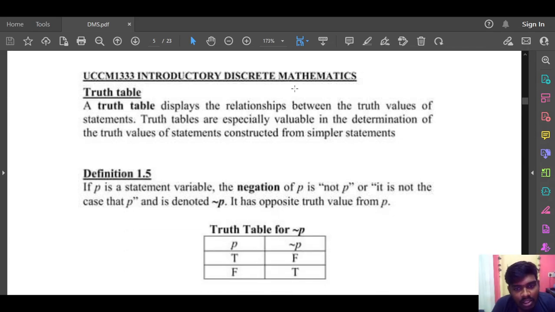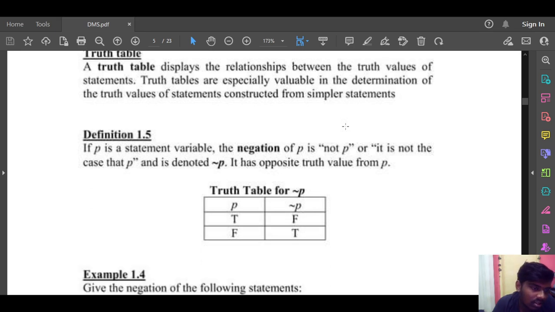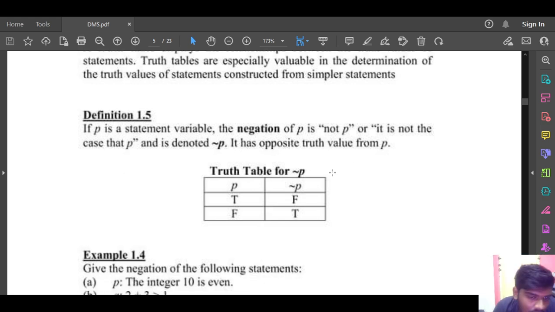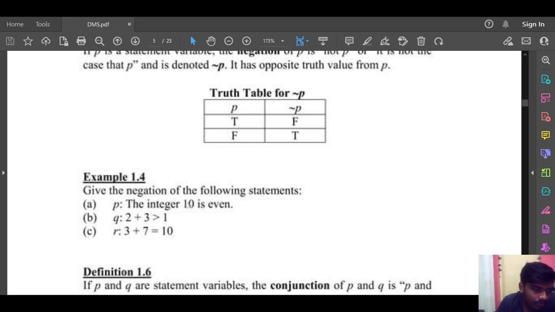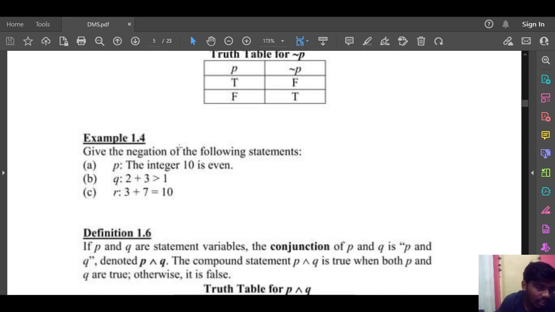A truth table describes the relationship between the truth values of statements. Truth tables are especially valuable in determining the truth values of statements constructed from simpler statements. If P is a statement, the negation of P is not P. If it is not the case that P, it is denoted by the negation of P, with the opposite truth value. P has only two outcomes, true and false, and the negation of true is false and the negation of false is true.